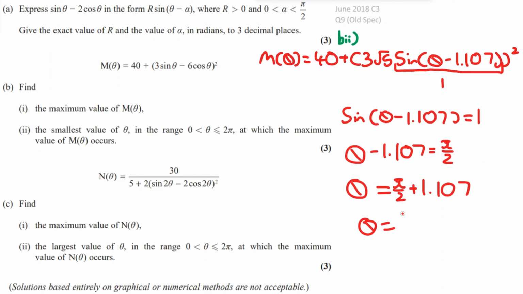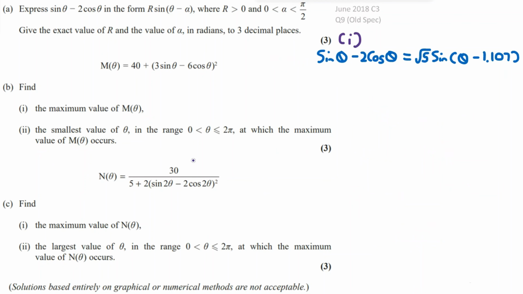So therefore theta, if you put this into your calculator here, is equal to 2.68. So this is the smallest value of theta, 2.68, in which this maximum of m theta occurs. So part C is a really good question in my opinion. There's a lot of notes to make with this.